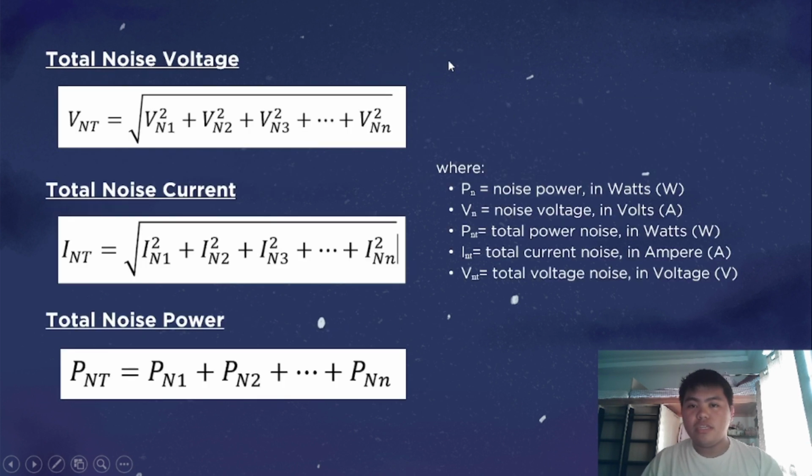We also need to consider these three in thermal noise in determining the total value. So we have the total noise voltage, which can be expressed as the square root of V sub n1 squared plus V sub n2 squared plus V sub n3 squared, up to V sub n squared. It is the same for the total noise current, which is similar to the noise voltage. However, the total noise power is simply the addition of the noise power involved in the given circuit.